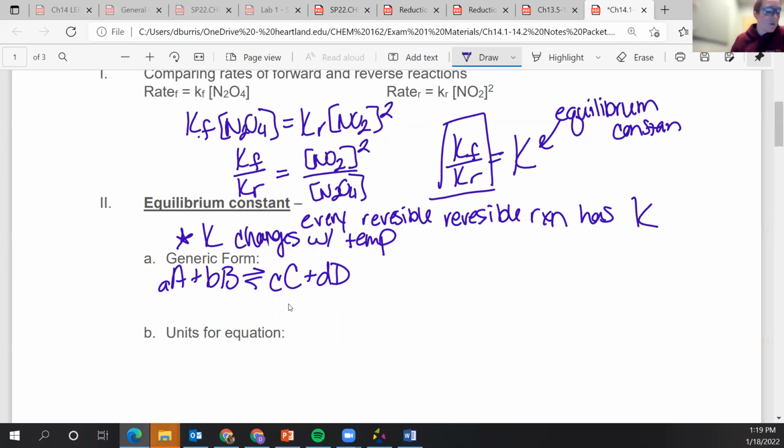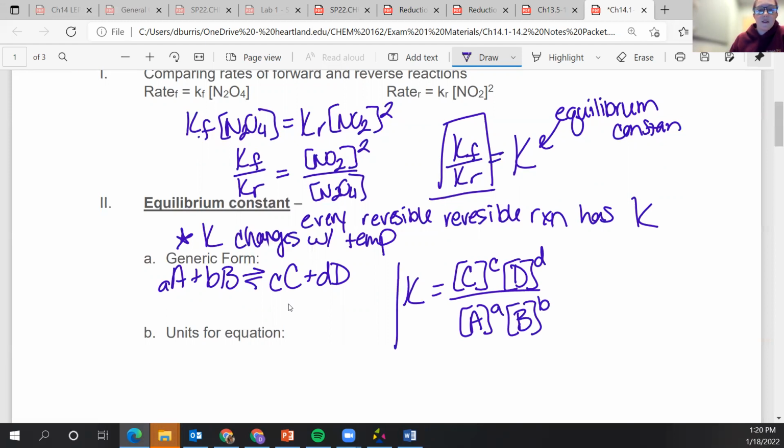So if I'm going to write the equilibrium expression based on the concentrations for this, remember it's a comparison of the forward and the reverse. So K is actually equal to the products, which are C to the power little c times D to the power little d, over A to the power little a times B to the power little b. This is the generic form of K. We can actually calculate K if we have all of the concentrations.